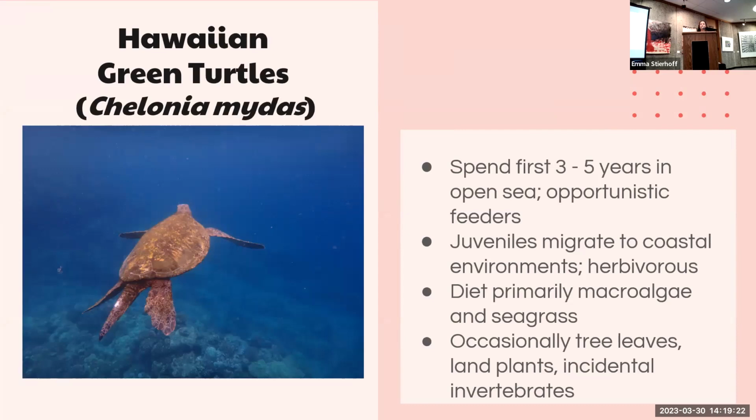So we know here in Hawaii that these turtles feed primarily on macroalgae, but they also feed on seagrasses when they're available for their consumption. There have also been reports of other forms of plant material, such as terrestrial tree leaves, different forms of land plants such as grass, and incidental invertebrates being consumed by these animals. We also know that they will opportunistically take high protein feeding opportunities as well, such as bait competition and stuff.